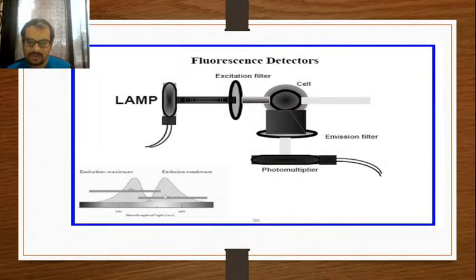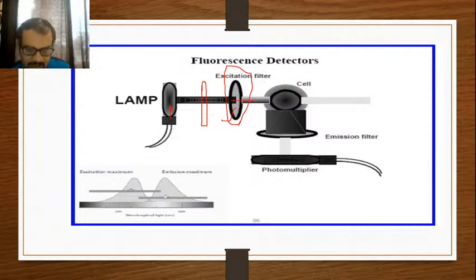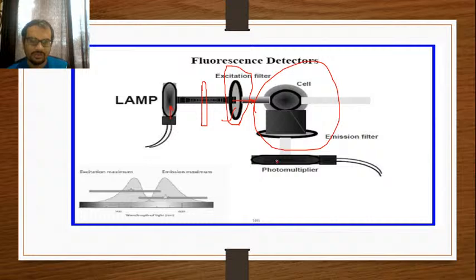And this is how the fluorescence detectors work. This lamp irradiates the radiation. This is the excitation filter. Remember, the excitation filter needs to be there. There are two filters actually, one is the absorption filter and another is the excitation filter. The excitation filter allows the passage of the excitation energy, and the emitted light needs to be detected through the emission filter, which allows multiplication by the photomultiplier detector system.